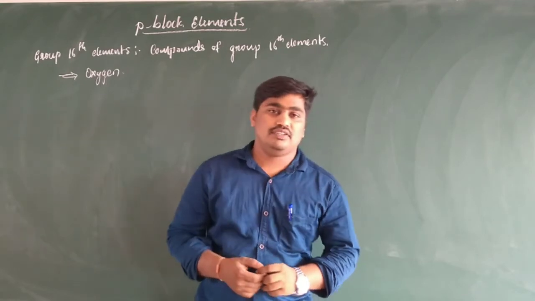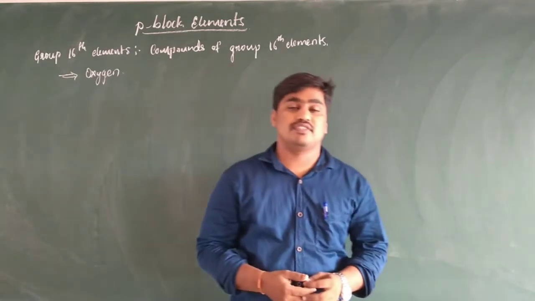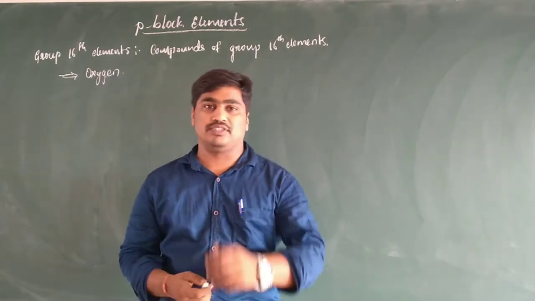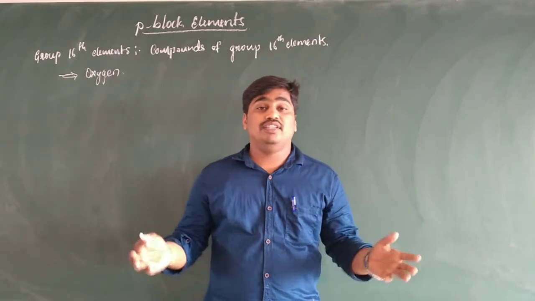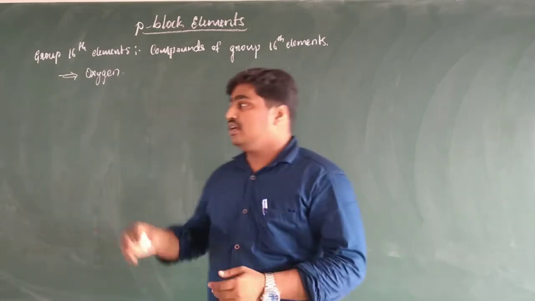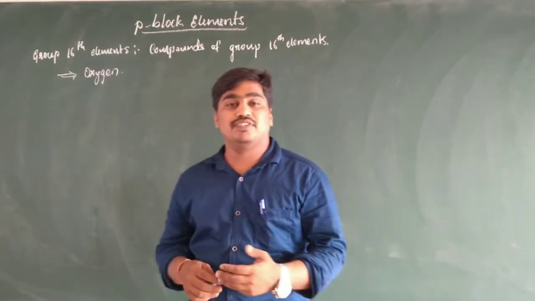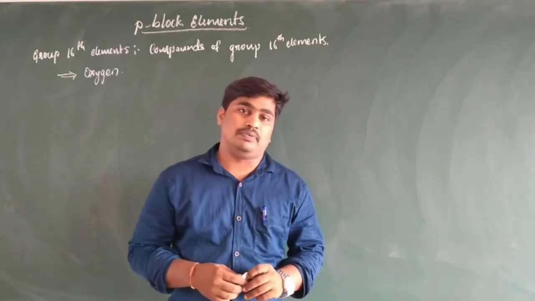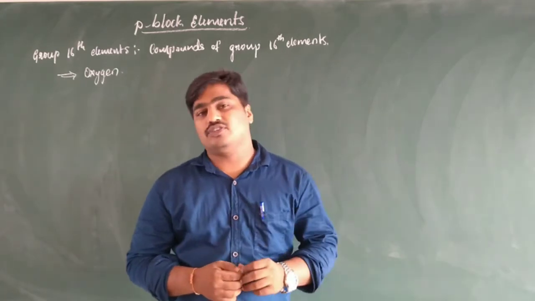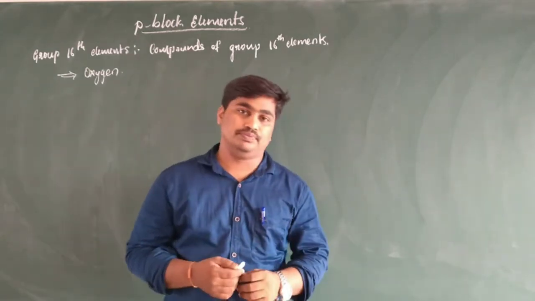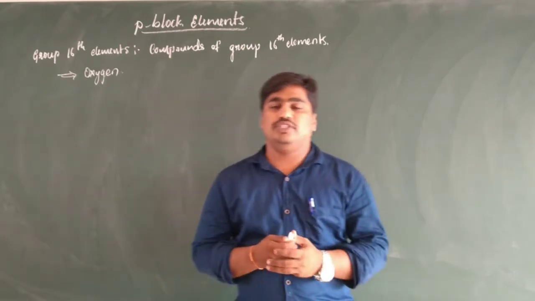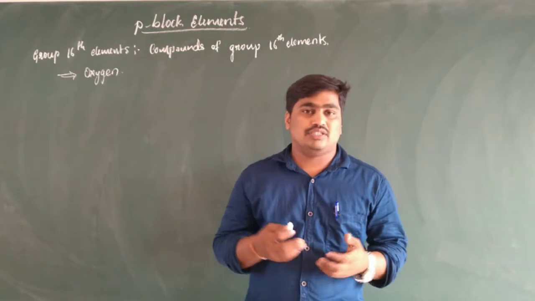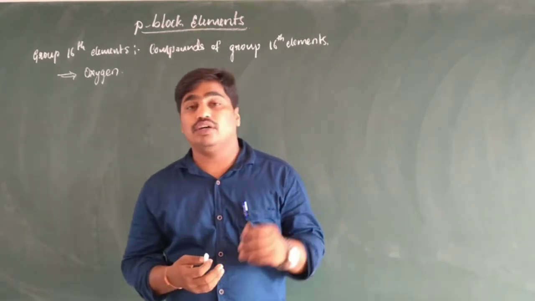In the previous session, we had a discussion over the group 16 elements, under that, compounds of group 16 elements. The one is oxygen. What we told in the last class, oxygen shows allotropy. All the elements of group 16 show allotropy. The allotrope of oxygen is nothing but ozone. Under oxygen, we discussed the properties, the preparation methods, and the oxides.